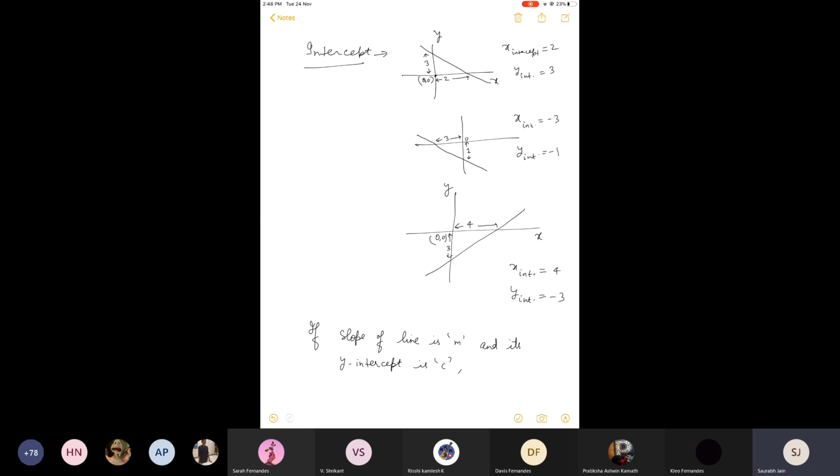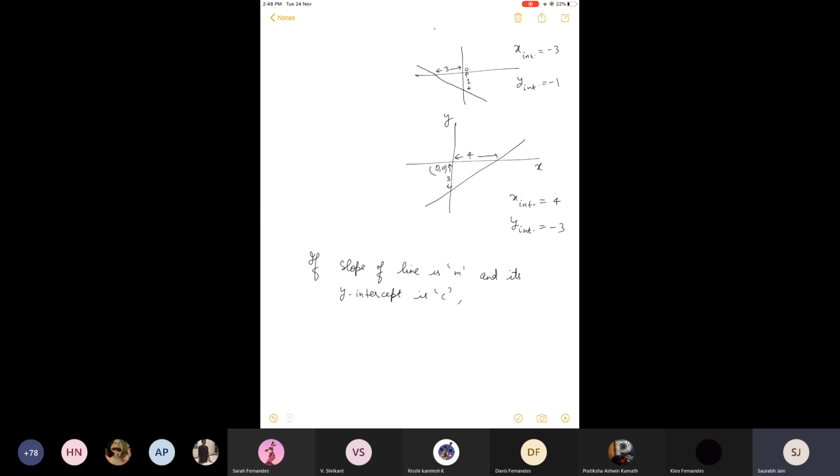But when you put the values and simplify, all of them will ultimately change to the general form, that is ax plus by plus c equal to 0. That is why it is called the general form. So if slope of a line is m and its y-intercept is c, then the equation of the straight line is given by y equals mx plus c.